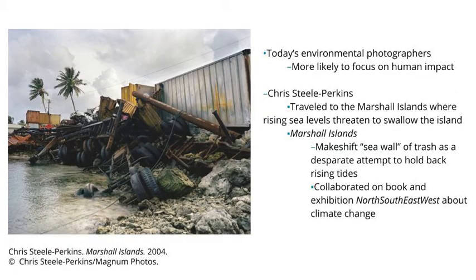Anyway, nowadays, today's environmental photographers are less likely to show the beauty of landscape and more likely to focus on the ugliness of human impact on the landscape. So this example is by Chris Steele Perkins, who traveled to the Marshall Islands where rising sea levels threatened to swallow the island entirely. This piece is called Marshall Islands, and in it you can see a makeshift seawall made of trash, which was basically just a desperate attempt to hold back the rising tides using all of the litter that is lying around. It's kind of devastating if you think about it.